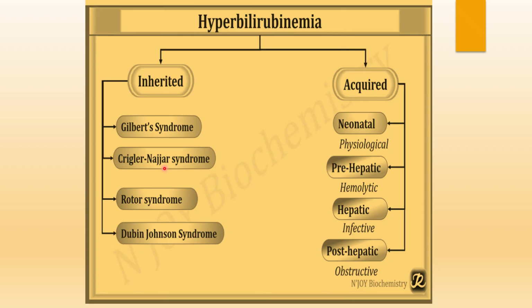Second is Crigler-Najjar syndrome. Crigler-Najjar syndrome is of two types, type 1 and type 2. In type 1, there is a severe deficiency of uridine diphosphate glucuronyl transferase enzyme, which is responsible for the conjugation of bilirubin. And in type 2, there is a mild deficiency of this enzyme, UDP glucuronyl transferase. Type 1 disease is often fatal and the children die before the age of 2.